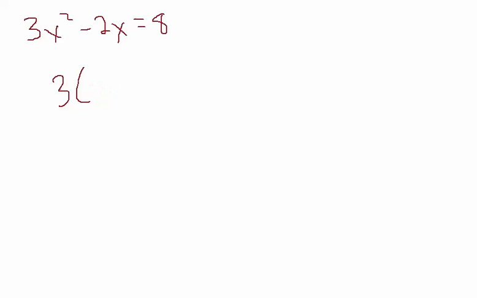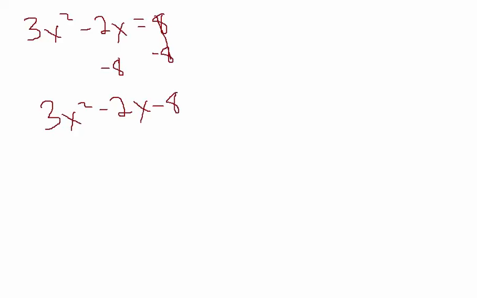What you'd want to do is set the entire thing equal to 0, and then you could factor. Now, at this point, there's two terms to the left of the equal sign and a term to the right, but you can set the whole thing equal to 0 by taking an 8 out of each side. If we do that, then we've got 3x squared minus 2x minus 8 equals 0. Once we're over here, now we can do a factoring job.